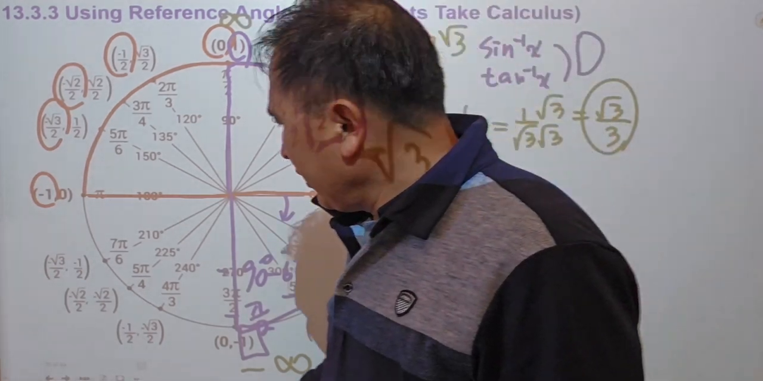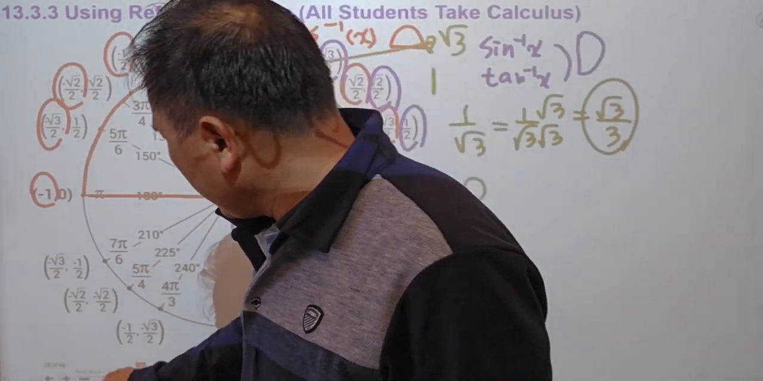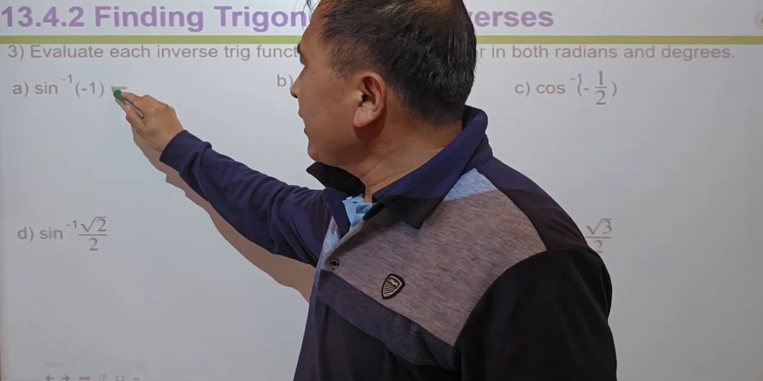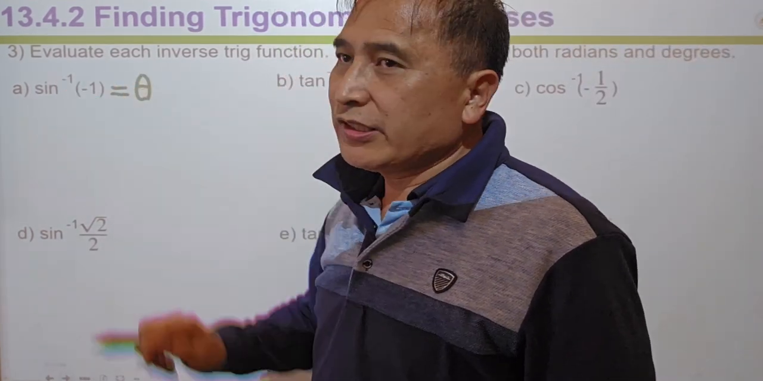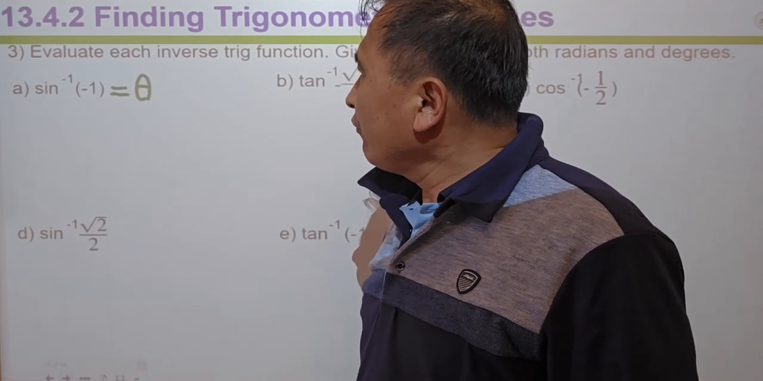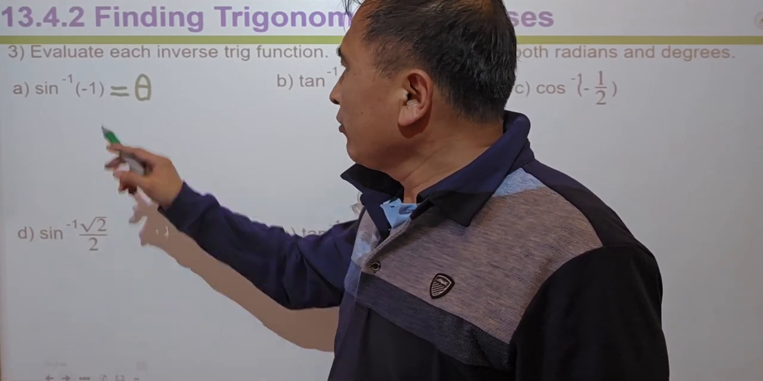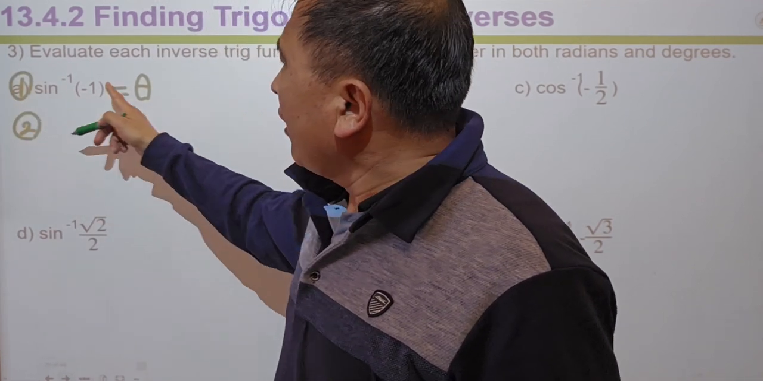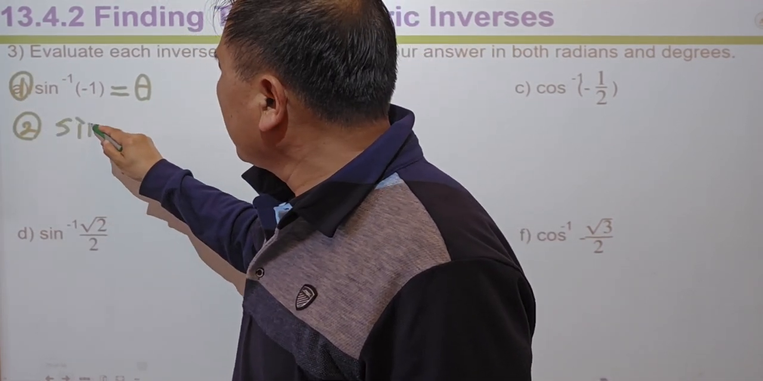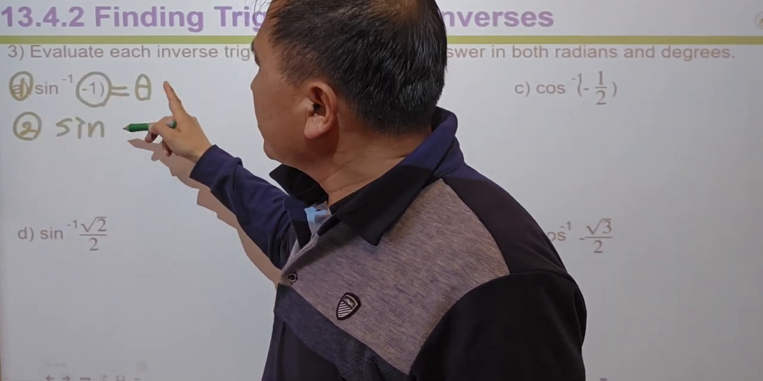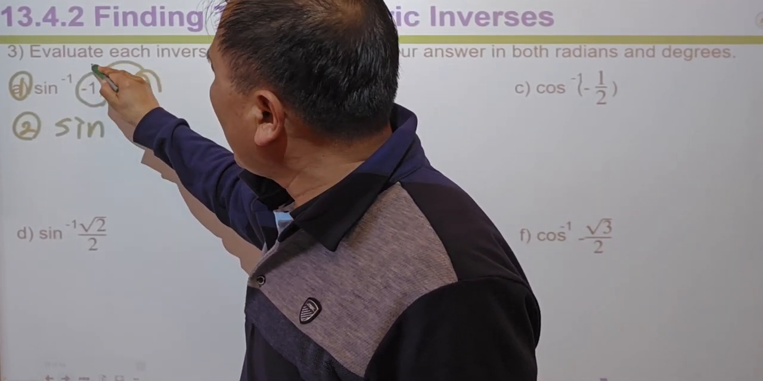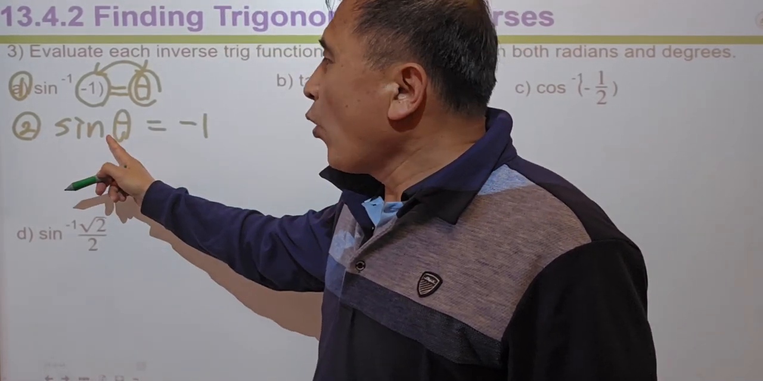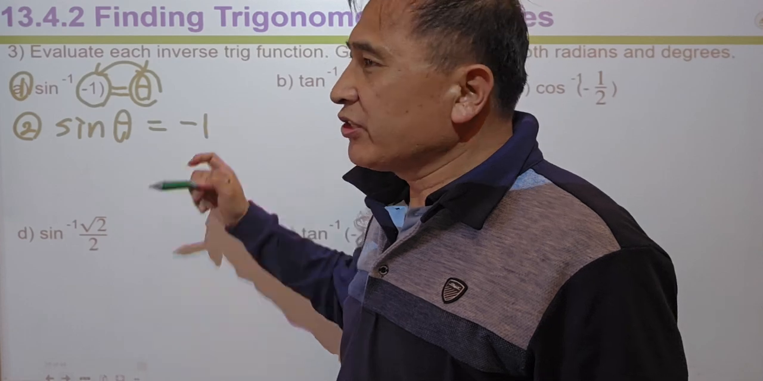So let's solve inverse trig functions. Sine inverse of negative 1. Let's put that as theta, because the inverse trig function is asking for finding angles from the given value. That's the first step. Second step, let's change it to the original: sine, get rid of the inverse, you swap x and y. So sine theta equals negative 1, which means what angle makes the sine value negative 1?